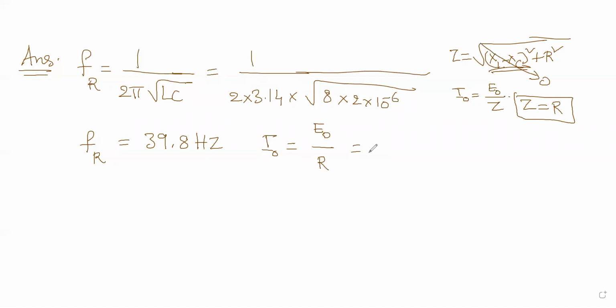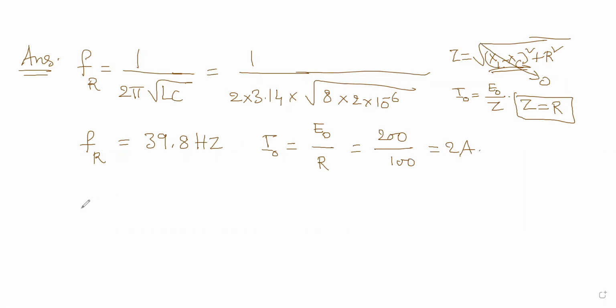The E naught value is about 200. That's the peak value. Peak value means E naught value. 200 divided by the resistance, which is 100. So that's 2 amps for you. That is the I naught.